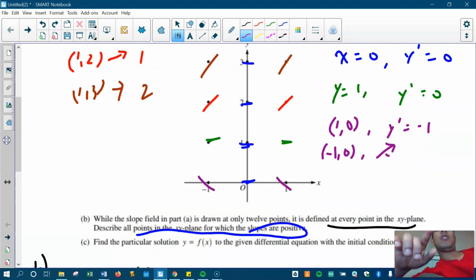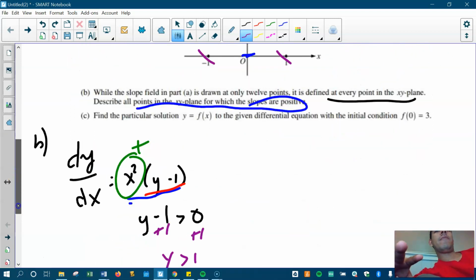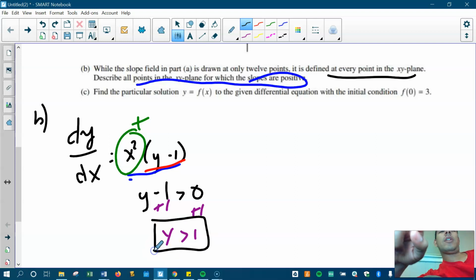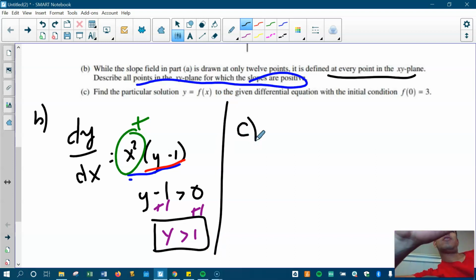As long as you are above this line, your slopes will always be positive. And that suffices for the question. So, describe all points. It's all points where y is greater than 1. Let's go to C. Let's draw a line here, C. Okay, now this one, love it.